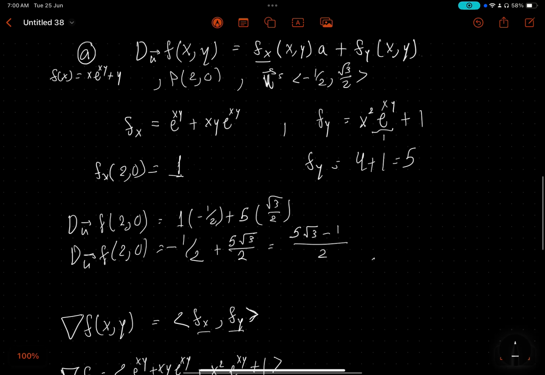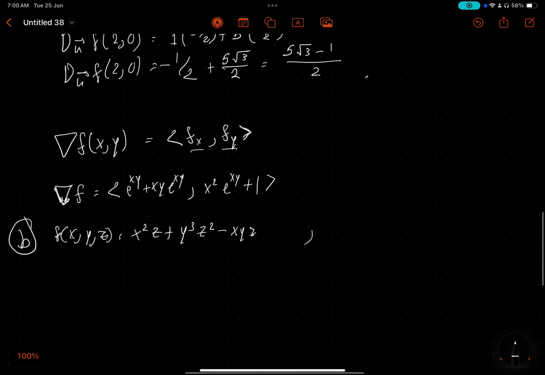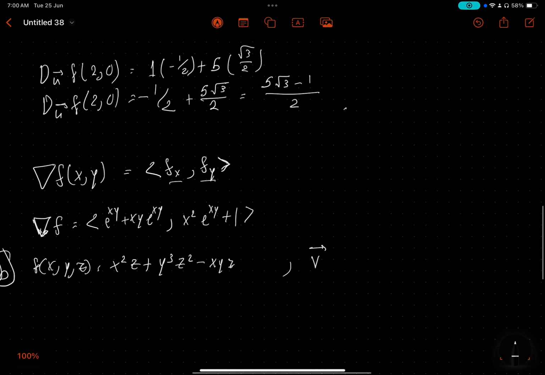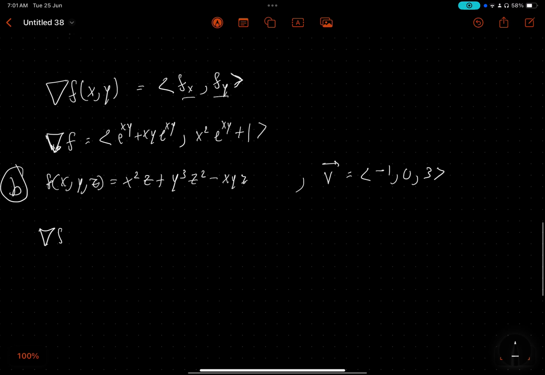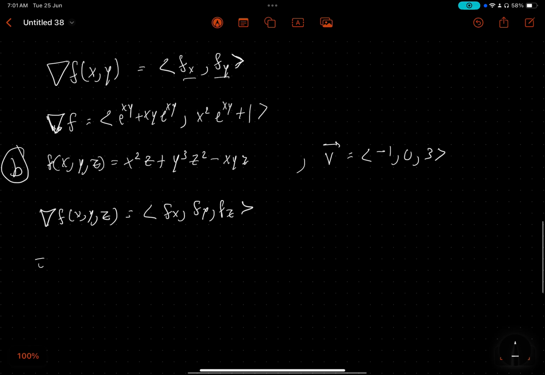x, y, z. And we have v, which is a vector, equals negative 1, 0, 3. So now this is the vector. Now let's first find the gradient. So the gradient of f of x, y, z is basically this vector. So the partial derivative with respect to x is 2xz plus, taking everything else as constant and differentiating with respect to x, yz. And then fy is the same thing, 3y squared z squared minus xy.